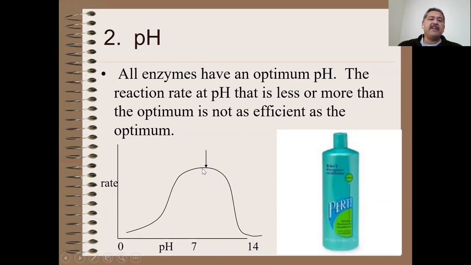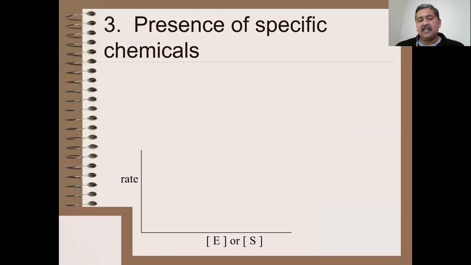Well, if we were to vary and become more acidic, the rate then goes down. If it becomes more alkaline, the rate goes down too. So there's a perfect pH, there's an optimum pH, and if we stray from that, the rate is not as good as it could be. So pH definitely affects how enzymes work.